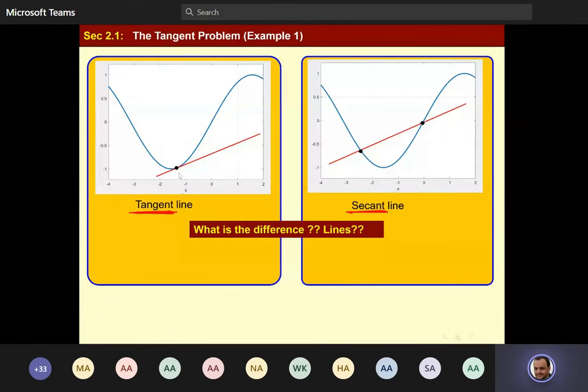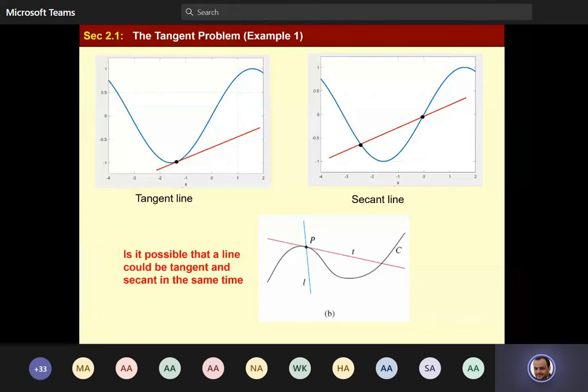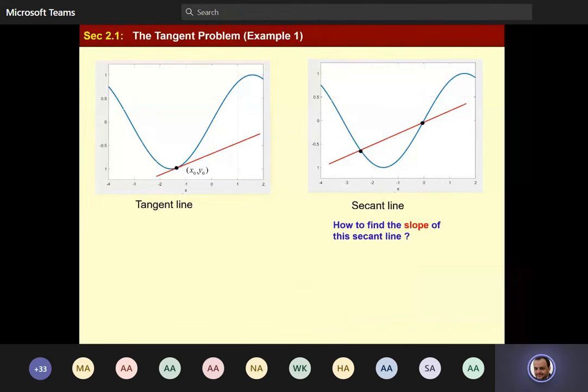By the way, in some situations you can have a line that is tangent and secant at the same time, like this. Look, it is a secant and tangent at the same time. Now, how to find the slope of the secant? It is easy. You have 2 points. You can find the slope.